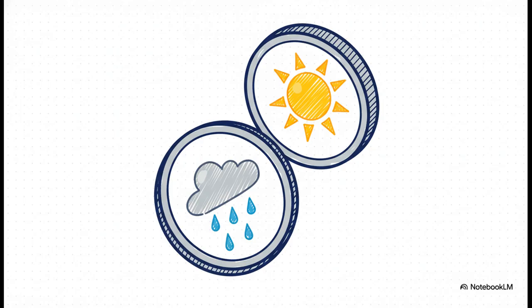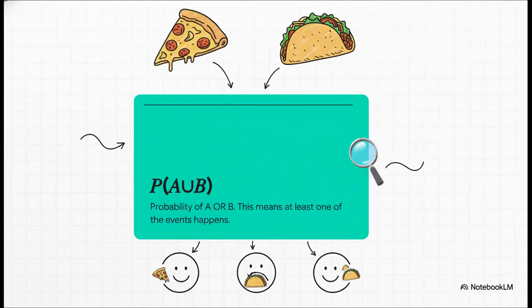Okay, but what about the things that don't happen? Well, probability has a symbol for that too. We use this little apostrophe, it's called a prime, to represent the opposite. So if event A is it rains, then A prime is simply everything else. It does not rain. It's literally the other side of the coin, and believe me, it is just as important.